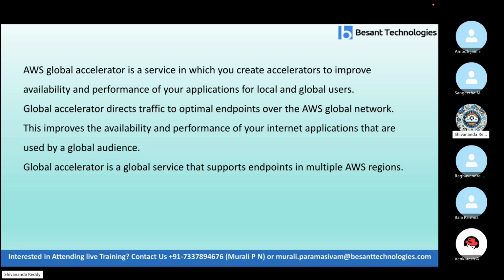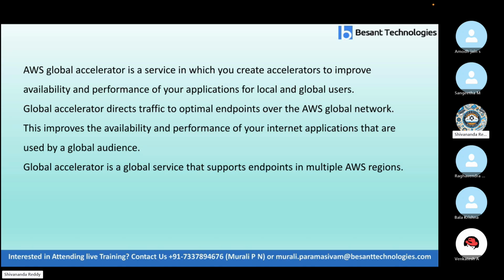In the same way, in case you designed your own application that is reachable by global users, how do you make your application efficient across the world, reaching users in sub-milliseconds? That is the place where Global Accelerator comes into the picture. AWS Global Accelerator is a service in which you create accelerators to improve the availability and performance of your applications for local and global users.